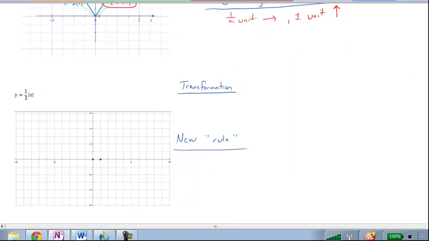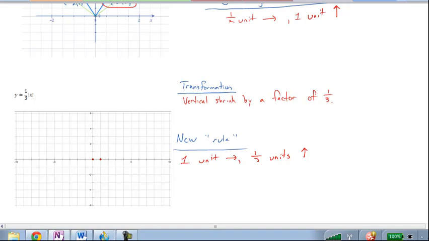So if I have y equals 1/3 the absolute value of x, that's a vertical shrink by a factor of 1/3. And that means that the heights are changing. So the new rule after I find the home base would be go 1 unit to the right and go 1/3 unit up because I'm changing the heights. The height should be lower each time.